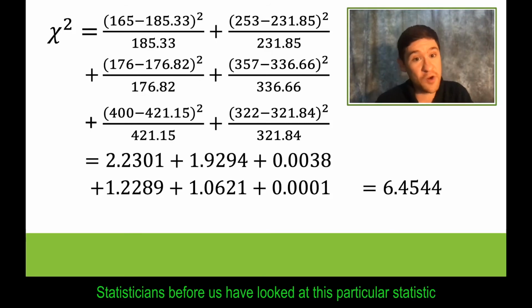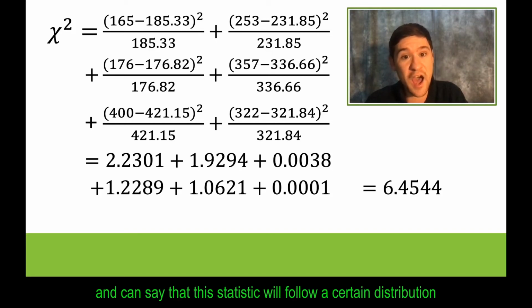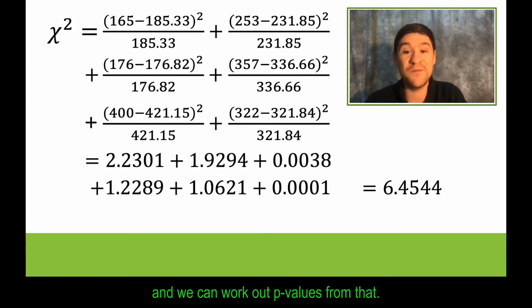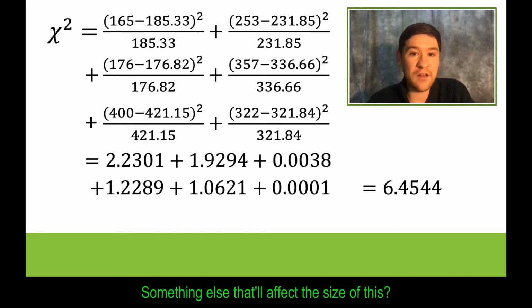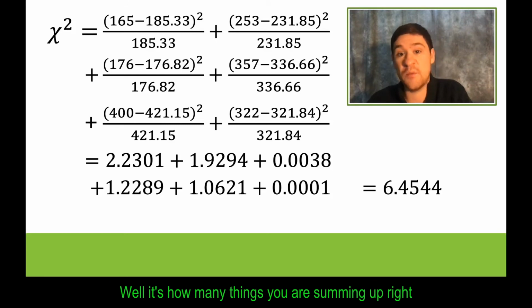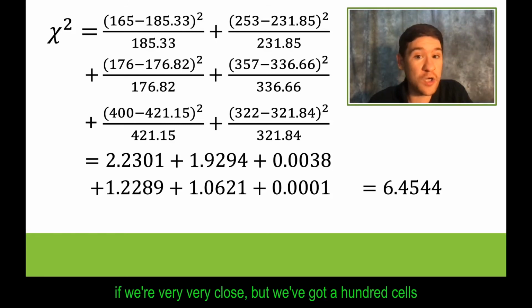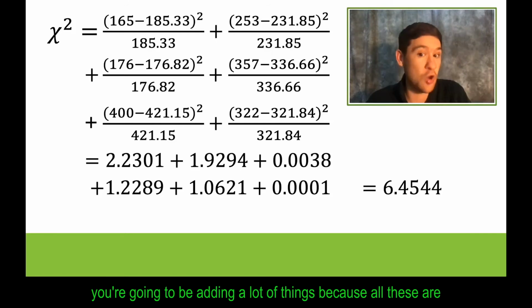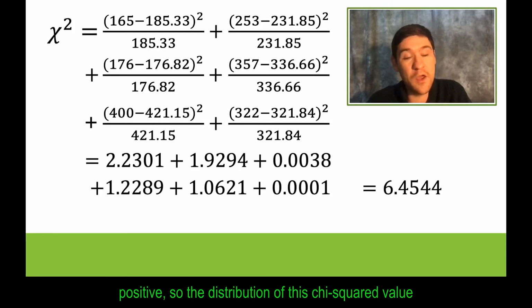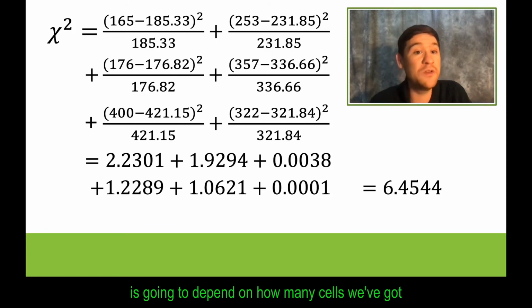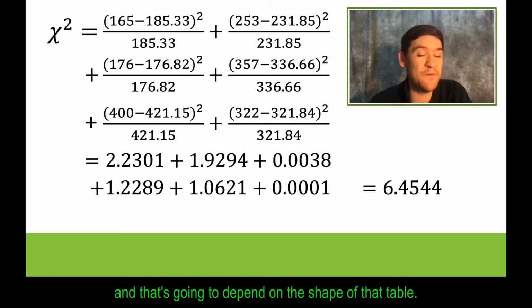Statisticians before us have looked at this particular statistic and can say that this statistic will follow a certain distribution, and we can work out p-values from that. What's something else that will affect the size of this? Well, it's how many things you are summing up, right? If we're very, very close, but we've got 100 cells, you're going to be adding a lot of things because all these are positive. So the distribution of this chi-squared value is going to depend on how many cells we've got. And that's going to depend on the shape of that table.